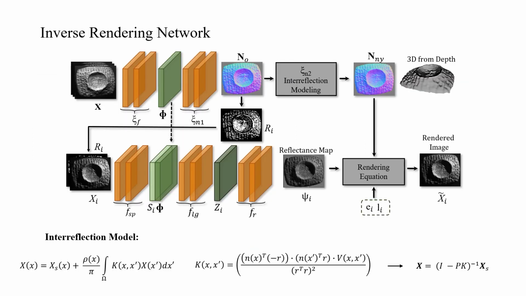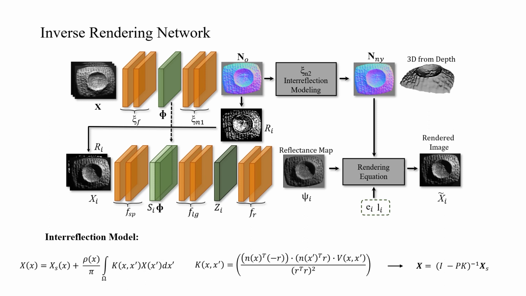In the second stage, we perform neural inverse rendering. The parameters of this network are learned at test time for each object separately, so it doesn't require training with ground truth normals. The network has two branches. The first branch estimates the surface normals, and the second branch estimates the reflectance maps. The estimated normals and the reflectance maps are then used in the rendering equation to synthesize input images.